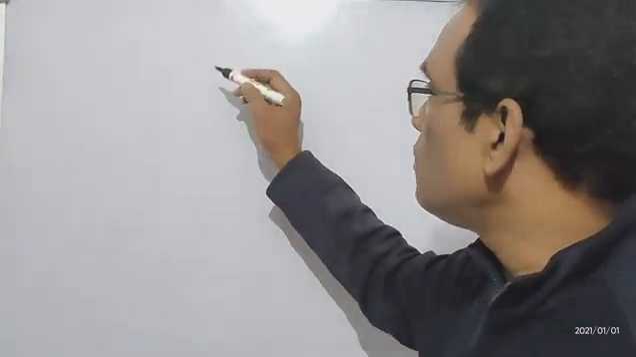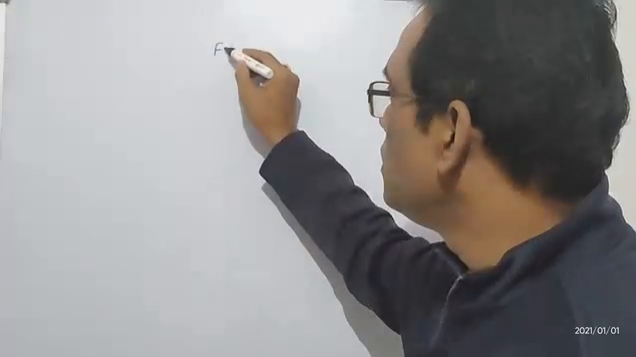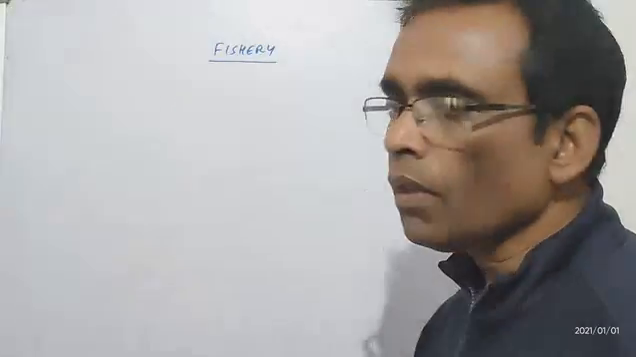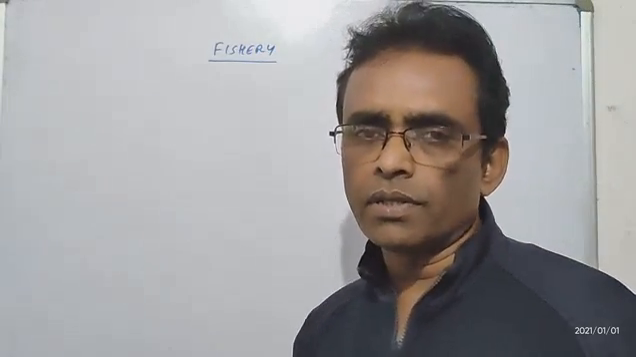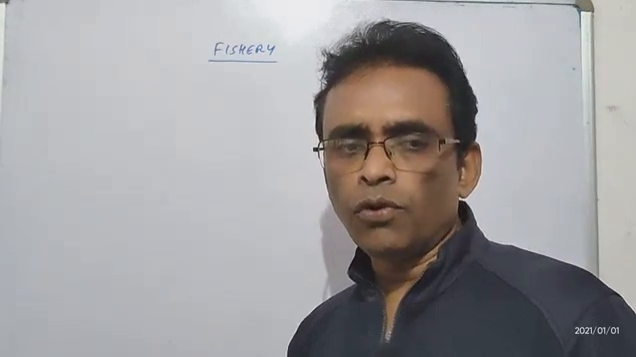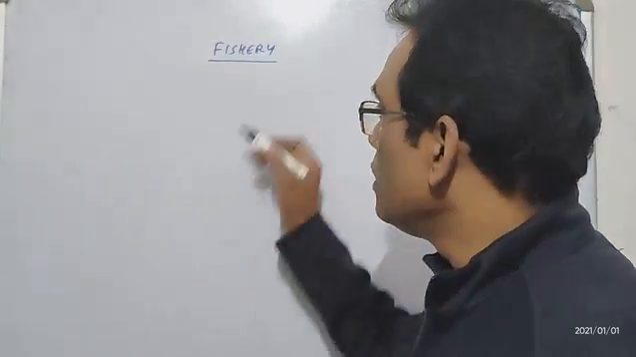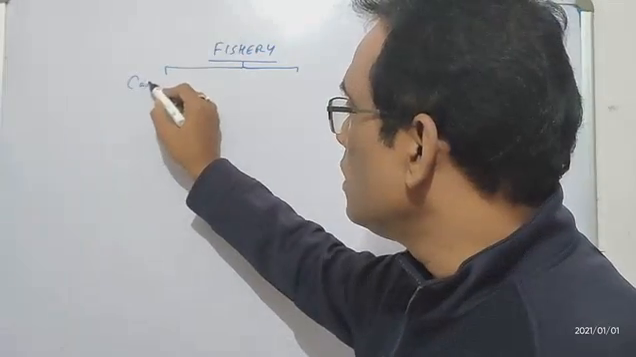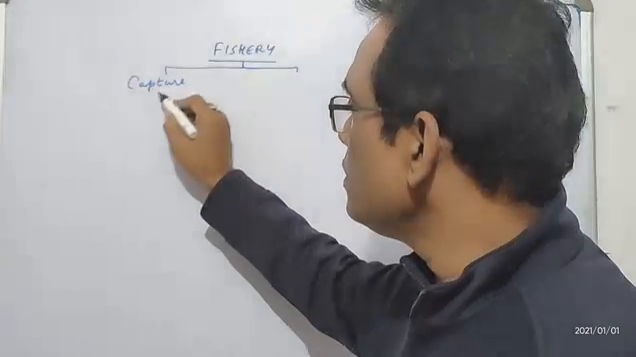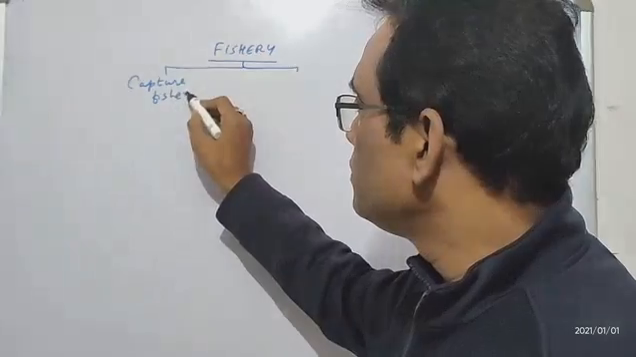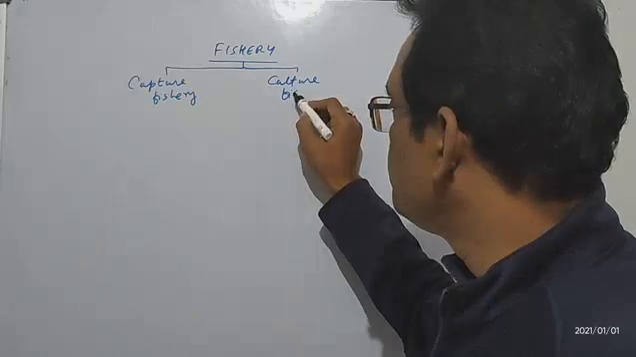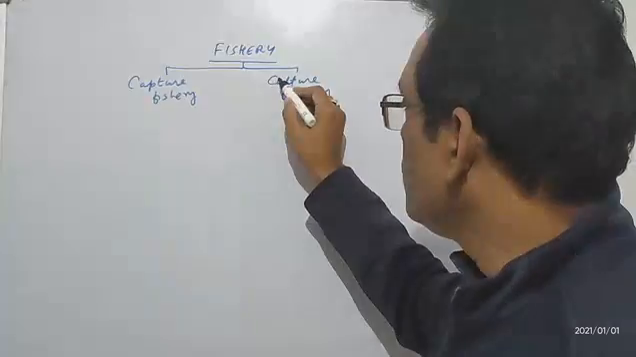concerned. As far as fish is concerned, the total process is called fishery. The total demand for fishes in our country is fulfilled by two methods, called capture fishery and culture fishery. The name is very clear.